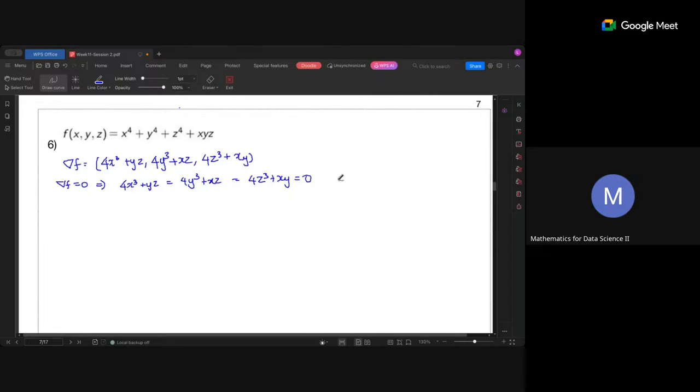Now, from all these things together, what do you get? You get 4x cube equal to 4y cube equal to 4z cube equal to, we are multiplying x to this term, y to this term and z to this term, then what is it that you are going to get? 4x power 4, 4y power 4 and 4z power 4. What are they equal to? Minus xyz. Yeah. Minus xyz. So now x power 4 equal to y power 4 equal to z power 4 will imply x is equal to plus or minus y equal to plus or minus z, right?